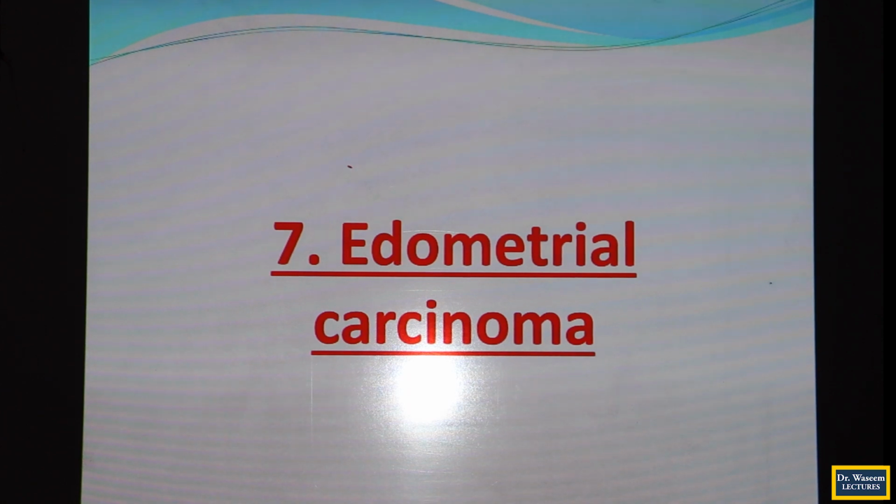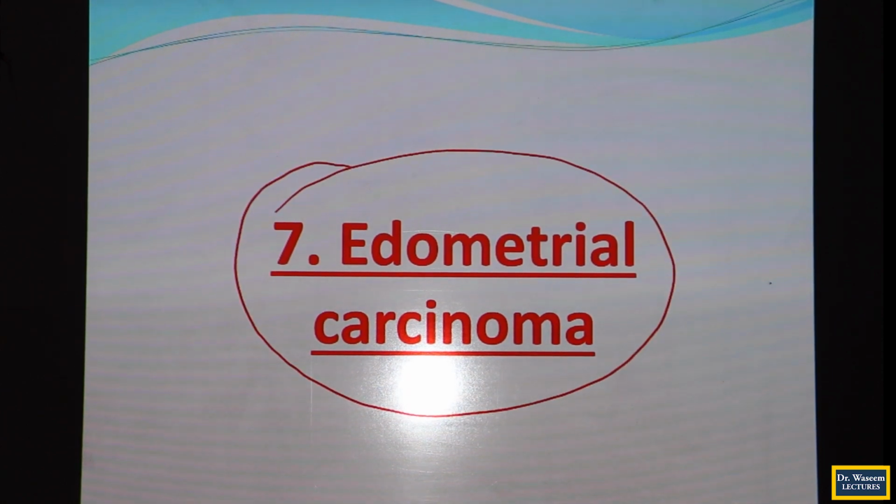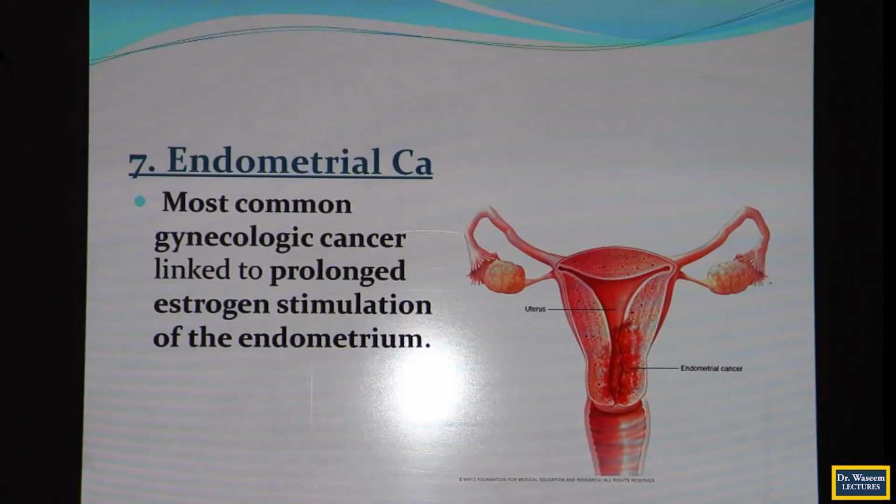Another condition here is endometrial carcinoma. Carcinoma means it is a malignancy of the epithelium. Endometrial means the epithelium of the uterus. It is the most common gynecological malignancy, usually linked to prolonged estrogen stimulation of the endometrium. Prolonged stimulation of the endometrium means that even therapeutically, if a woman is taking exogenous estrogen, that stimulation can also lead to these problems.